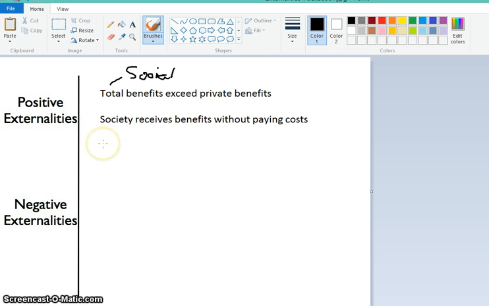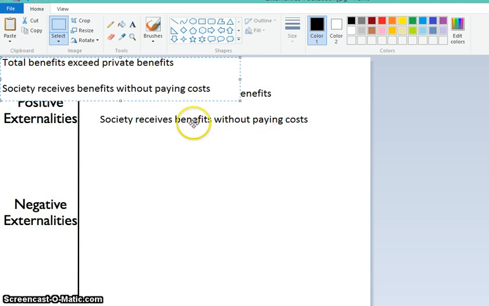We're going to talk about some examples here in a second to help you think about whether something is a positive or a negative externality. But before I do that, let's now talk about negative externalities. And it's very simple here. I'm going to copy and paste this. Any idea how I'm going to change it?